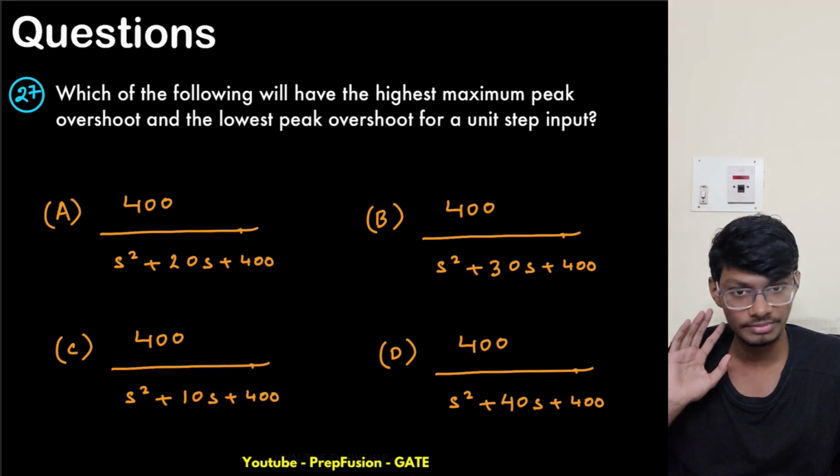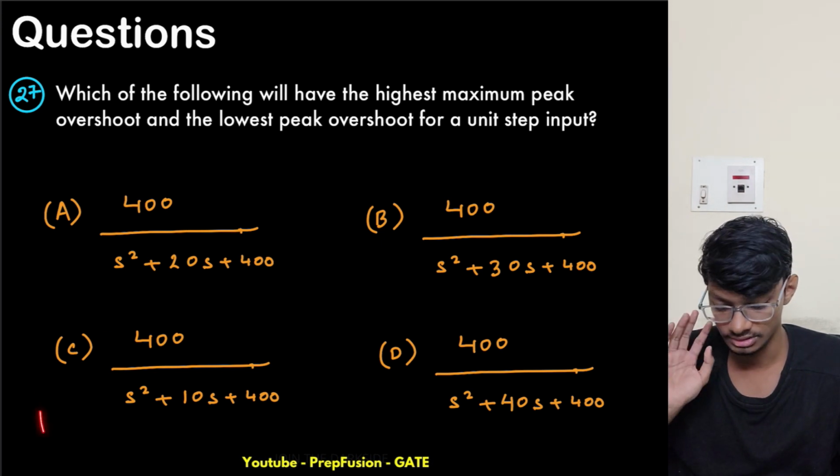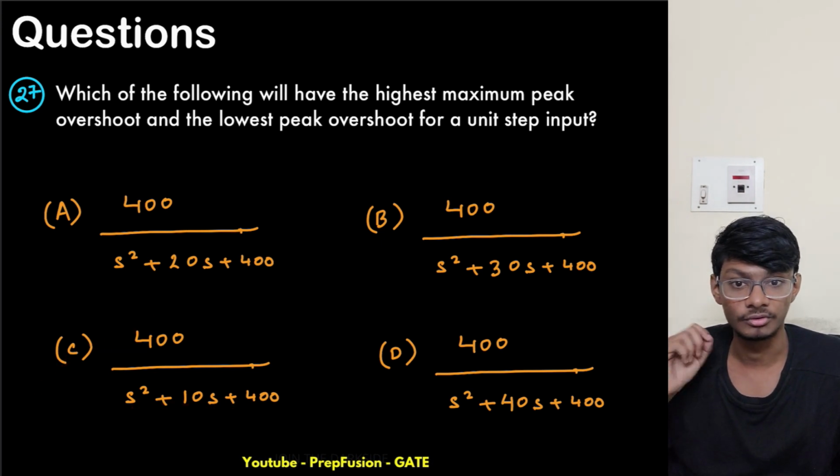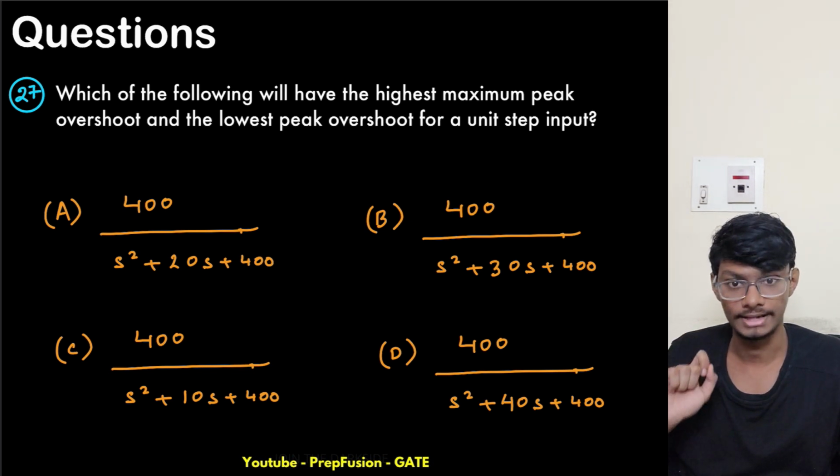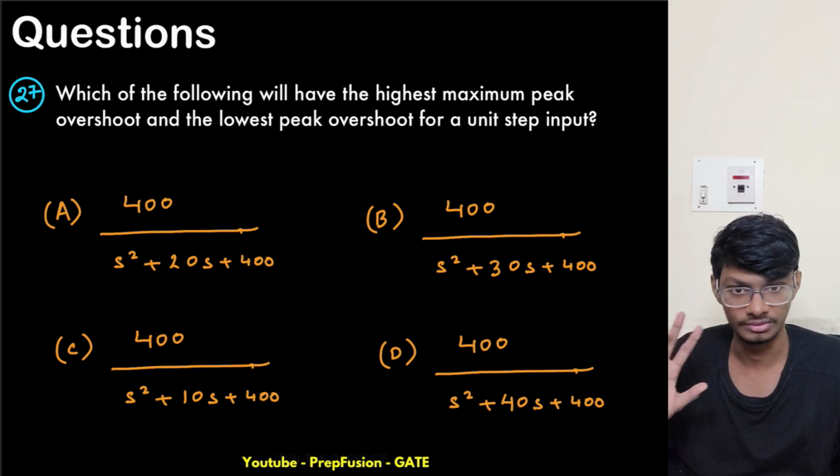When the coefficient of s will be 0. Okay, if the coefficient of s is 0, then this system will be undamped. And then what will happen? What will happen to MPO? MPO will be maximum, right? It will be 100%, that we solved previously also.